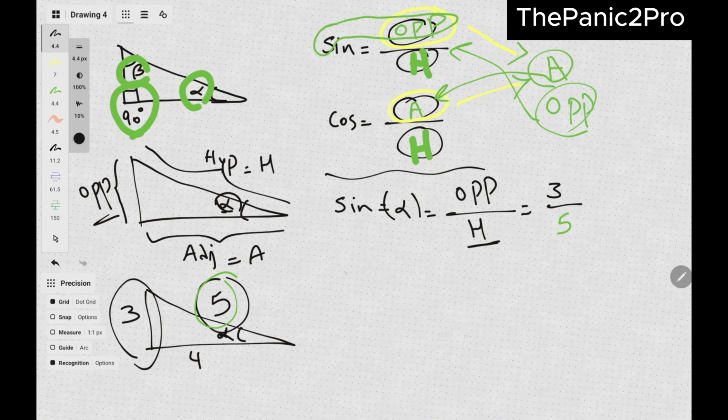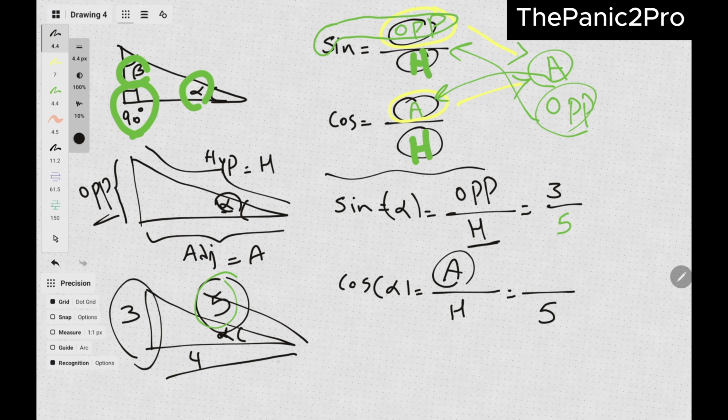And for cosine, it's adjacent over H, which is 5, and adjacent is what? It is one of the legs which is creating that angle, but the smaller one. This is the smaller one. And this is sine and cosine.